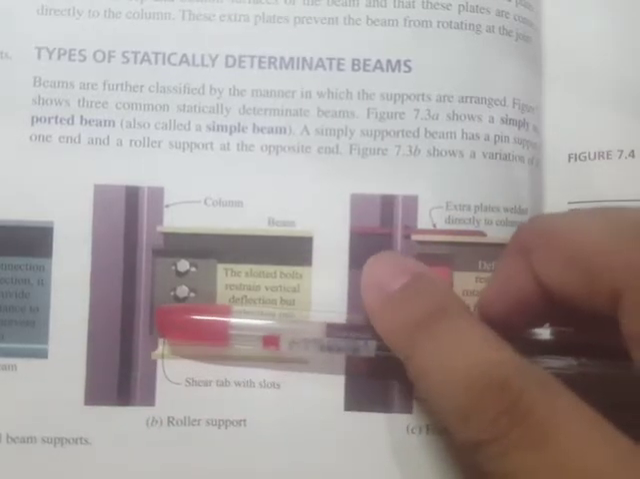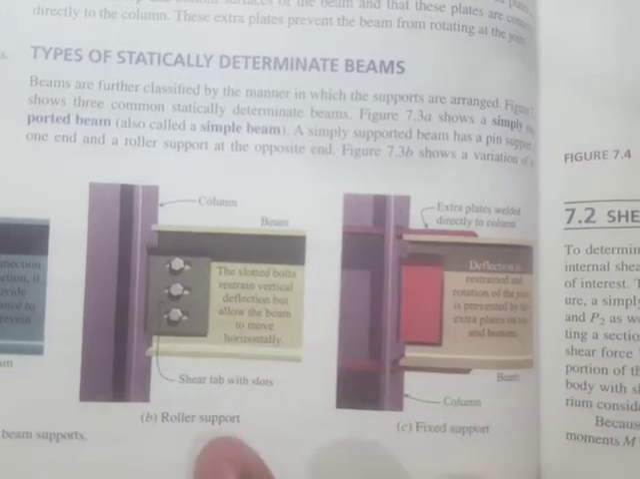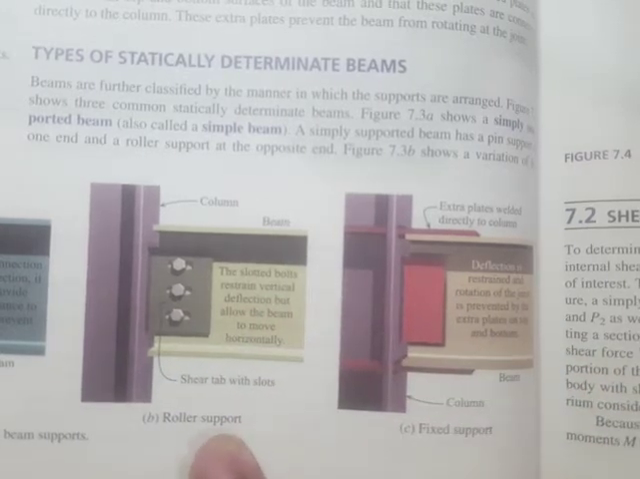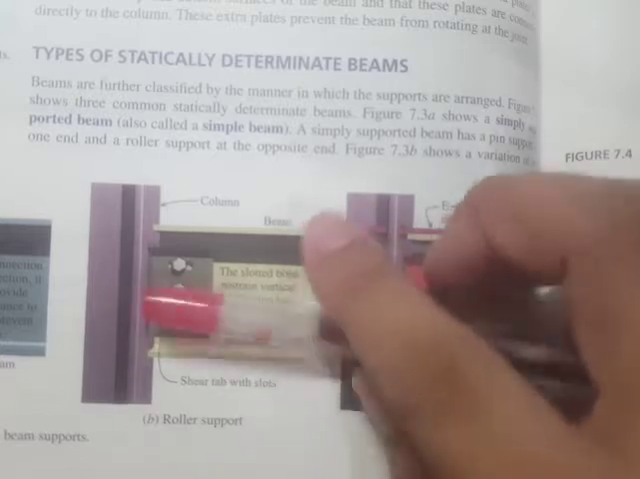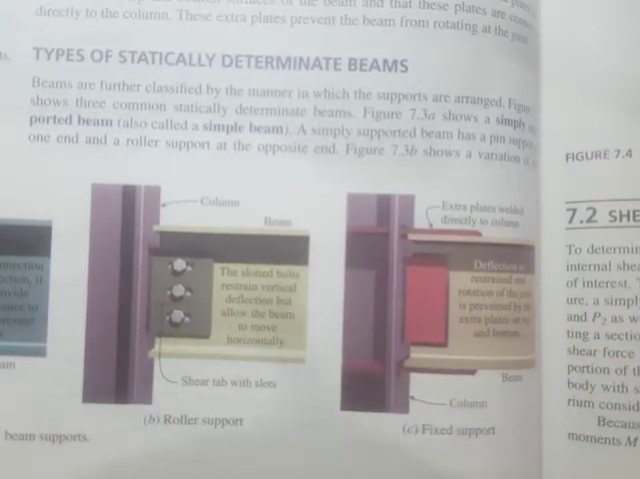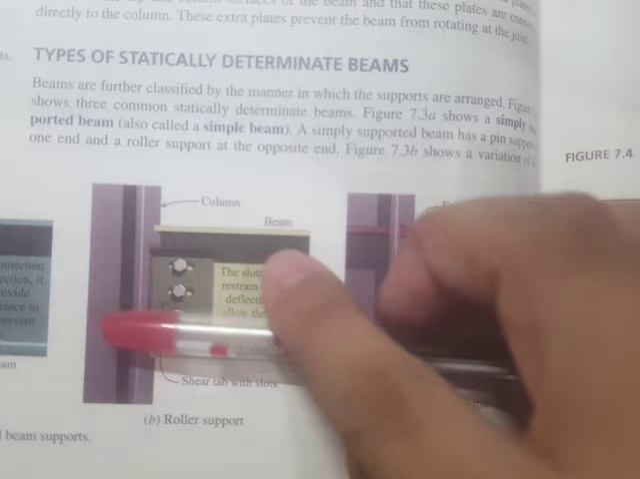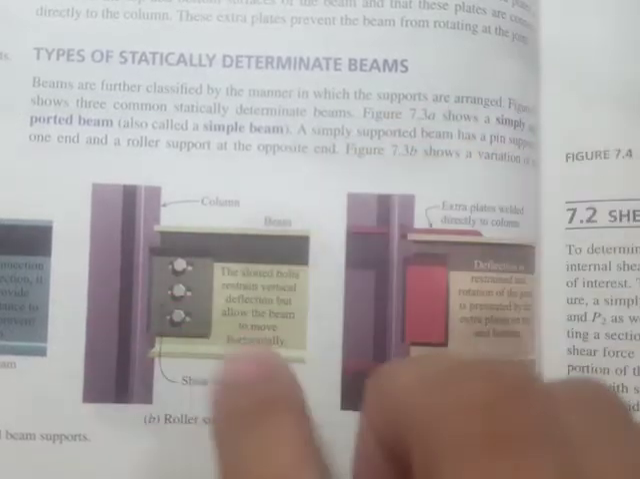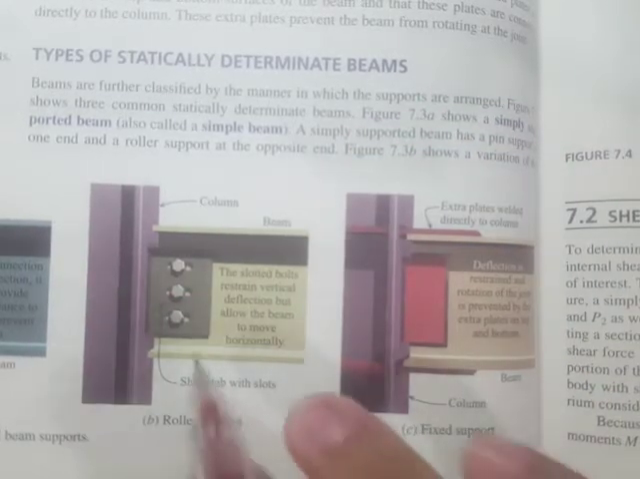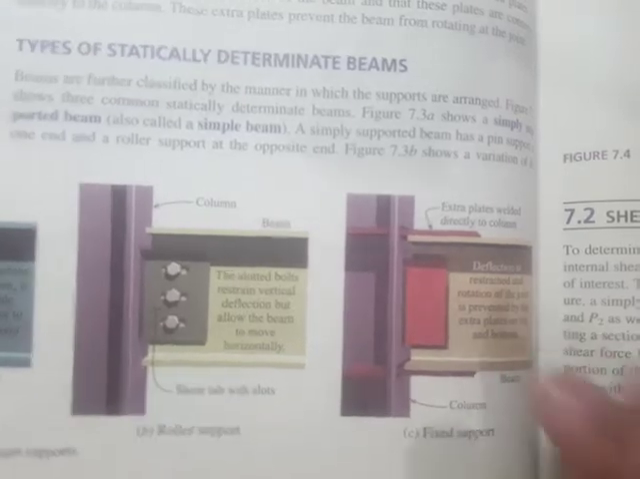Okay, so it is allowed to move, and if that's the case, it can be idealized as a roller support. You don't see any rollers here, but the idea is that you are allowing motion along this axis, plus you're allowing rotation, so that's a roller support. This is one example of a roller support where you don't see any rollers.